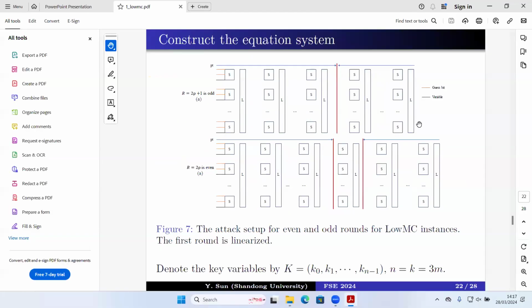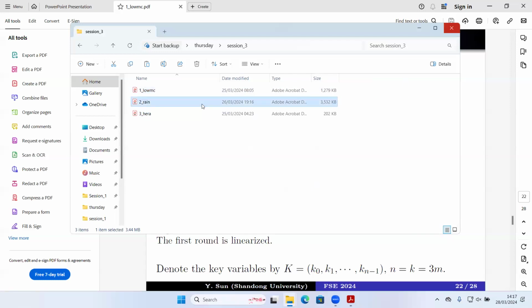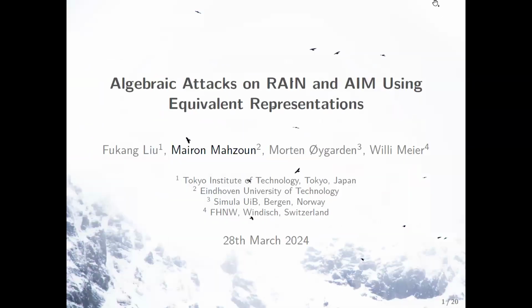So the next talk of the session is Algebraic Attacks on Rain and AIM Using Equivalent Representations. It's a paper written by Fukang Liu, Mohammad Mahzoun, Morten Øygarden, and Willi Meier. And Mohammad Mahzoun will give the talk.